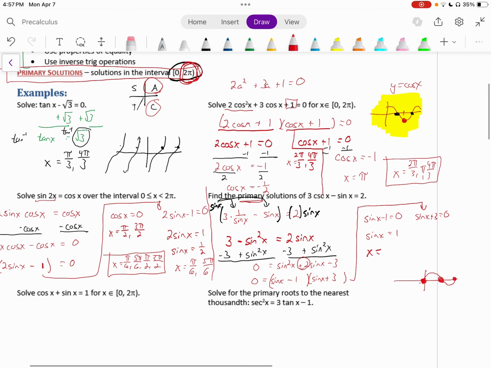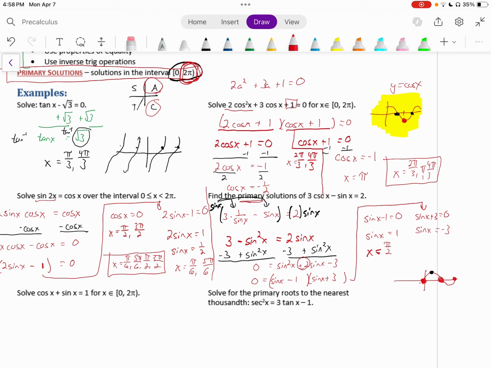You could also look at your chart. I'm sorry, I just messed that up. We're looking for when sine equals 1. Sorry about that. So sine equals 1 just right here, which is at pi over 2. And that's it.